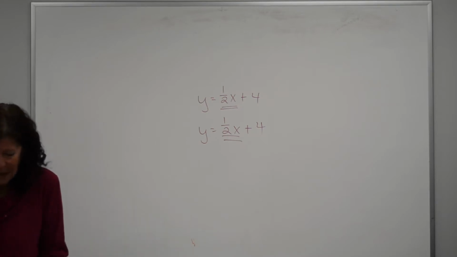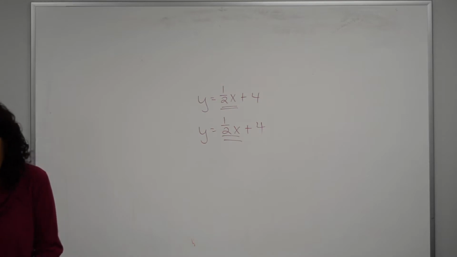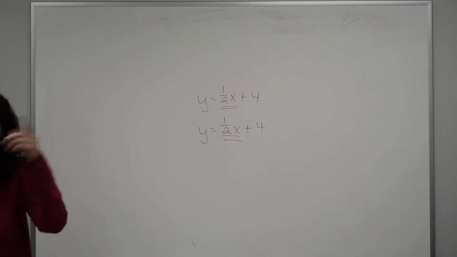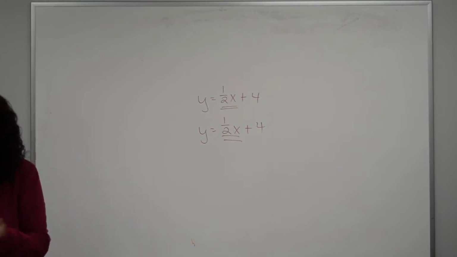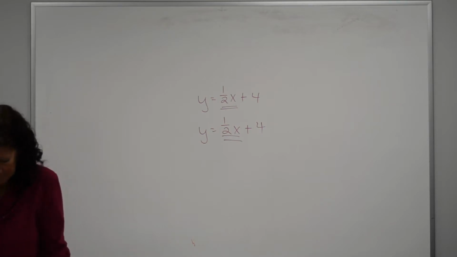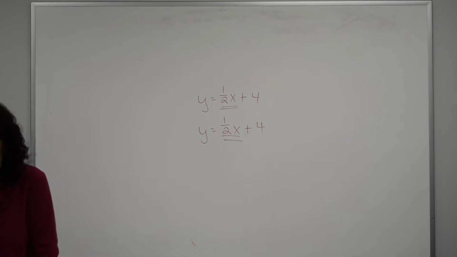Now we did most of our work in the ones that were consistent and independent. What does that mean? If they're consistent and independent, what does that mean? How many solutions do they have? One. Okay, that means they're going to cross. They're going to cross somewhere on your graph.